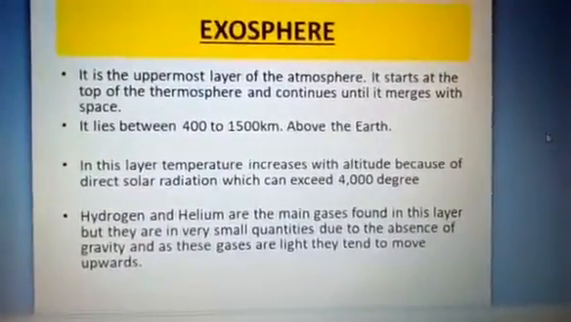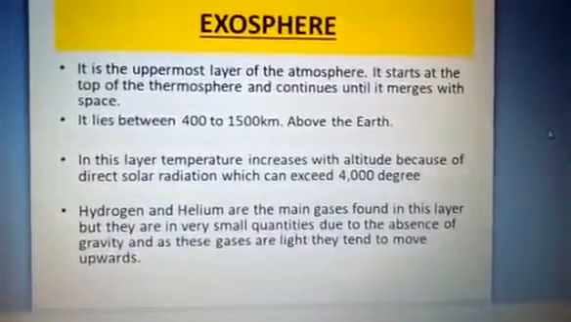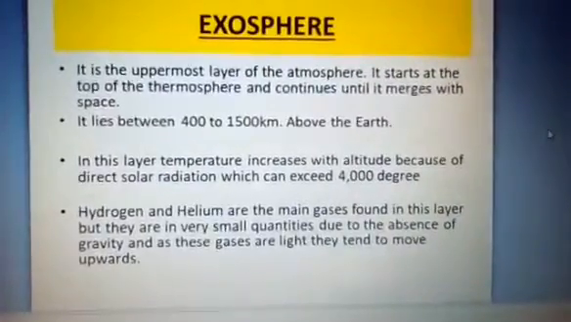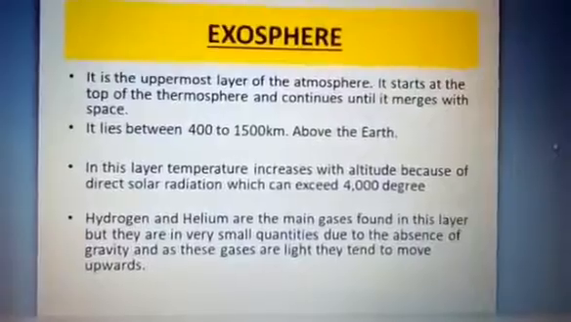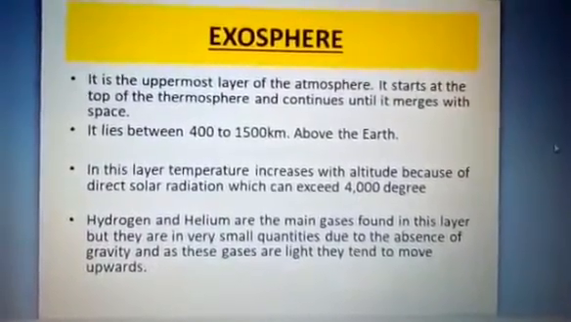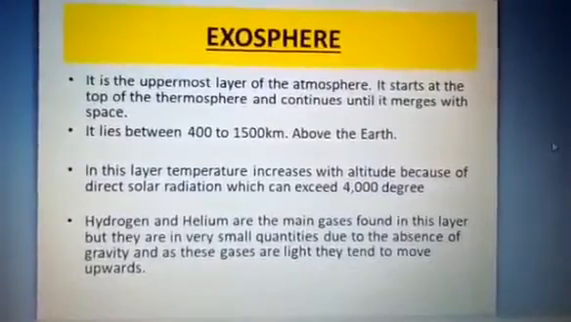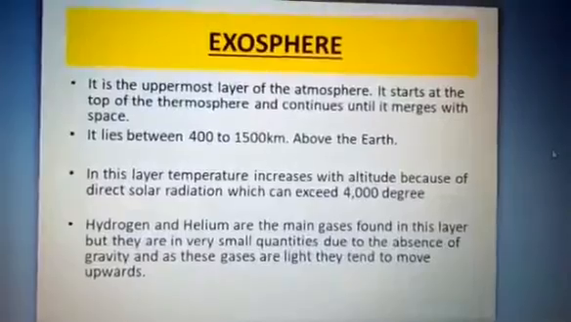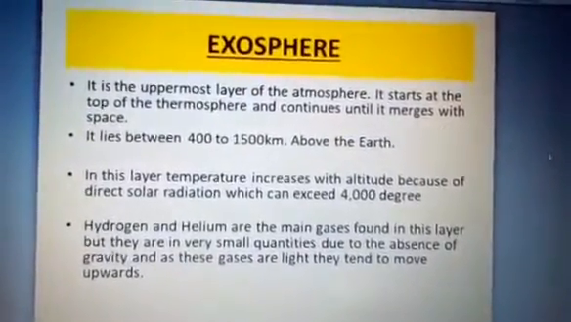Then comes the last layer, that is the exosphere. Now, this is the uppermost layer of the atmosphere, and we know a little about it. But we basically know that hydrogen and helium are the main gases found in this layer, and they are also found in very small quantity due to the absence of the gravity, and these gases are very light, so they tend to move upwards. These are your 5 layers.